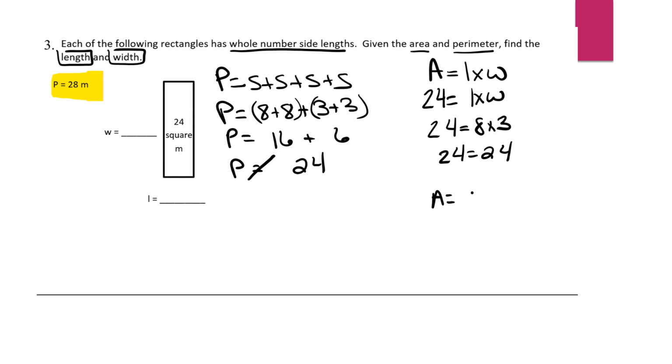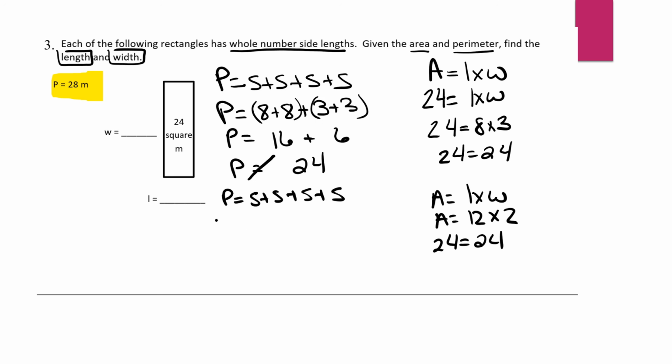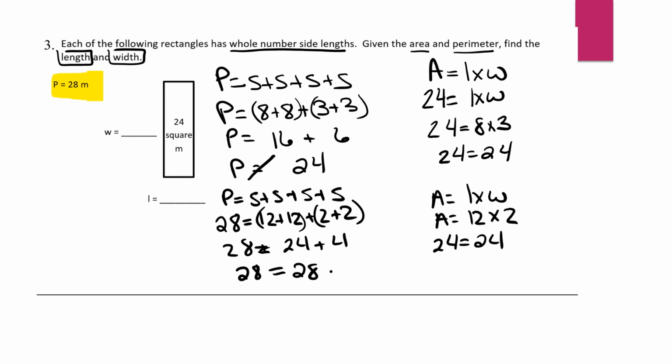Let's try 12 and 2, because that also equals 24. And if I check my perimeter to see if it will work, I'm going to start with my formula, fill in what I know. 28 equals 12 plus 12 plus 2 plus 2, with my parentheses would be 24 plus 4, and I know that works.